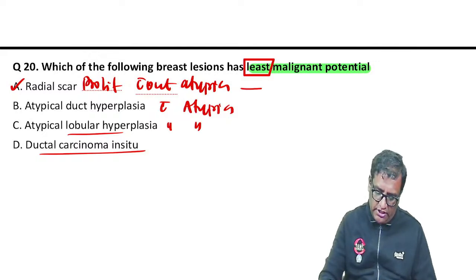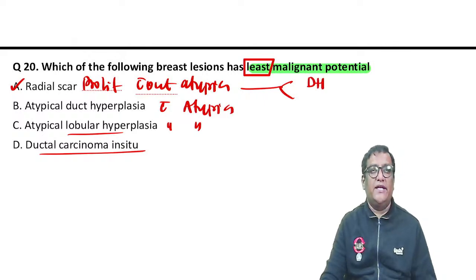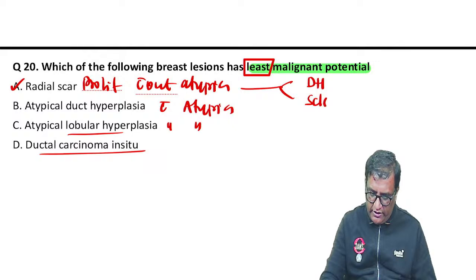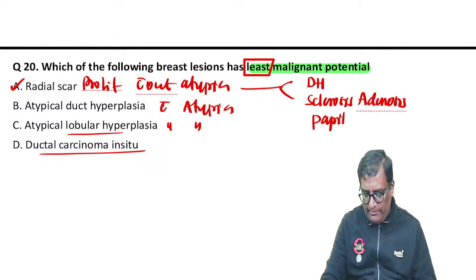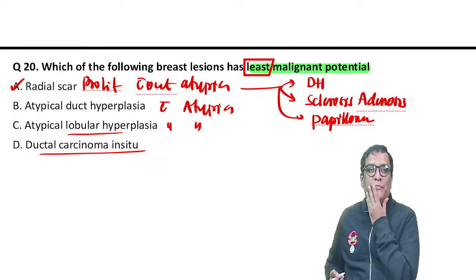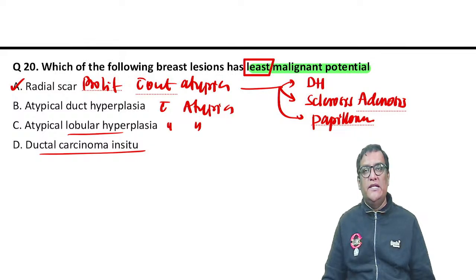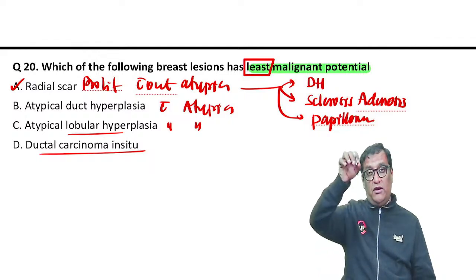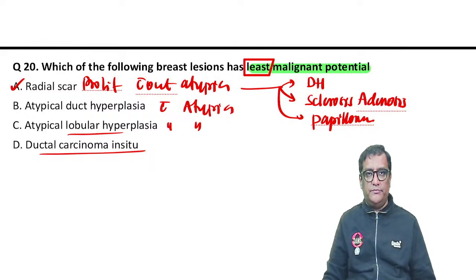Radial scar histologically includes three things. Anybody remembers what those are? Radial scar will have ductal hyperplasia, DH, I am writing the short form, then sclerosing adenosis, and papilloma. All these three will be seen histologically in radial scar. These are also called complex sclerosing lesions. This is both a clinical mimicker and a histological mimicker of carcinoma of breast.